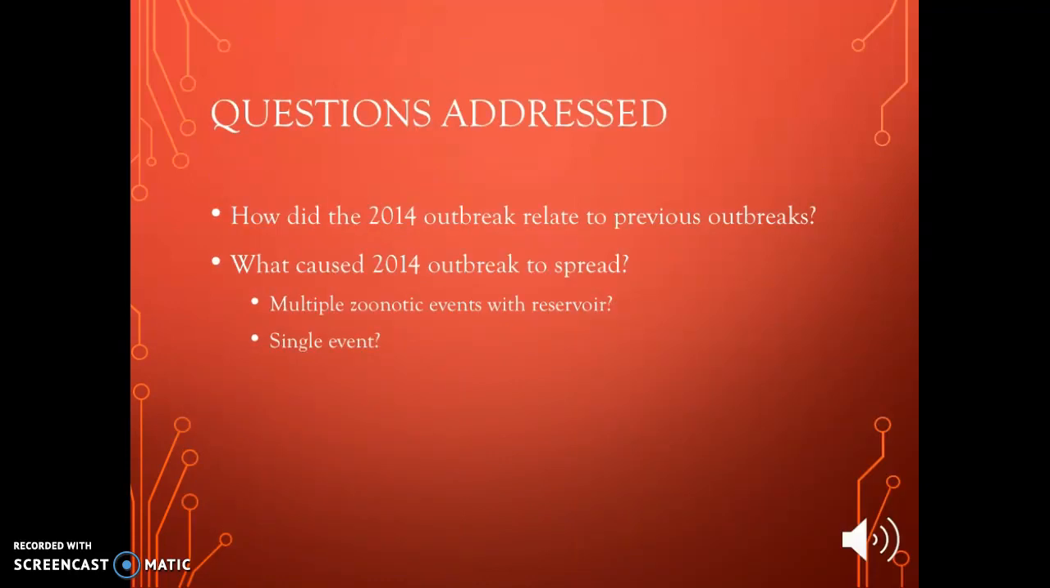Okay, so the study that I looked at really aimed at addressing 2 questions. How did the 2014 outbreak relate to previous outbreaks? Remember that they had been going on since 1976. And then what caused the 2014 outbreak to spread? Was it because of human-to-human contact, or was it because humans were routinely getting it from whatever the reservoir was?